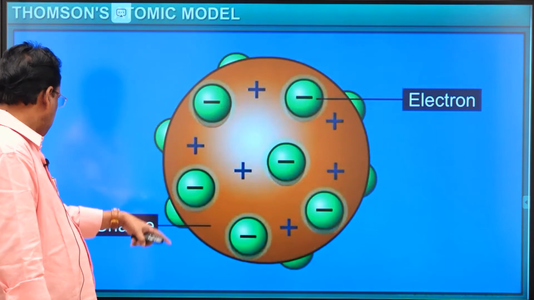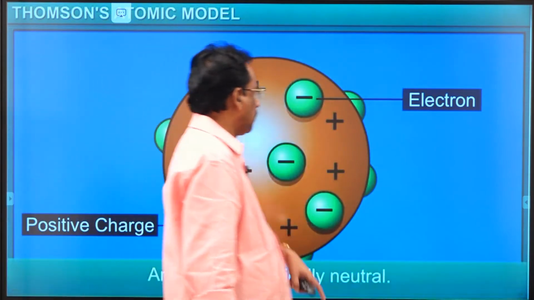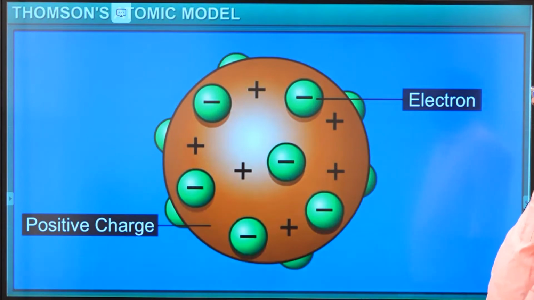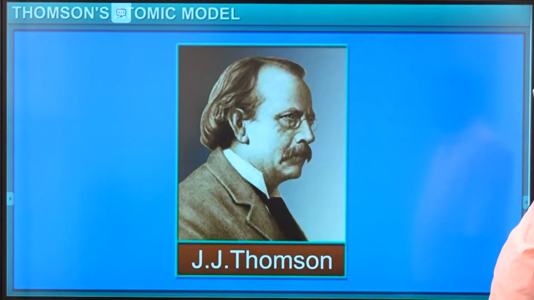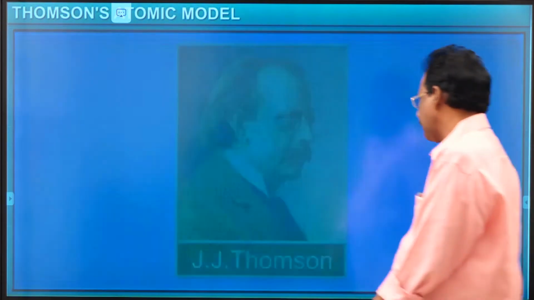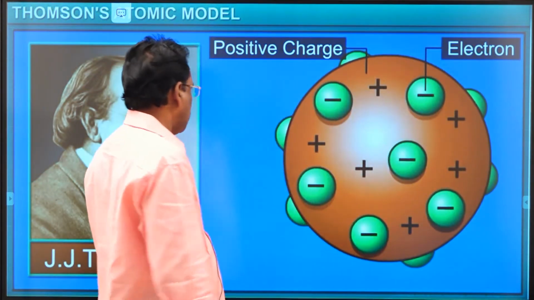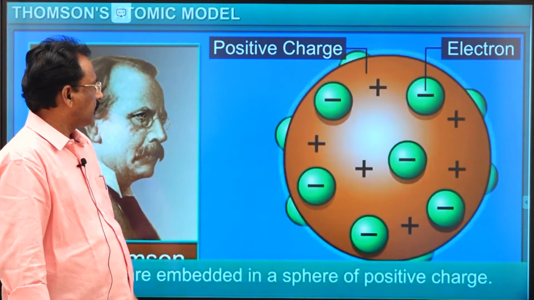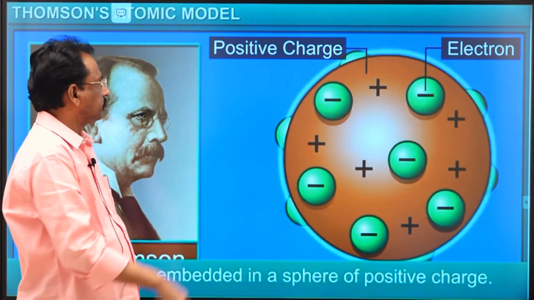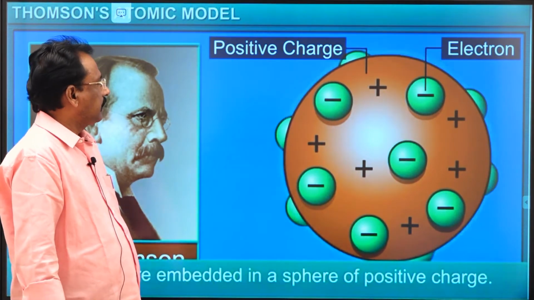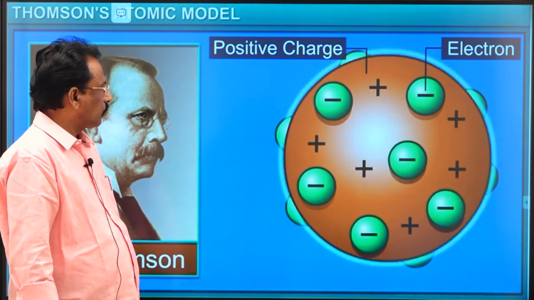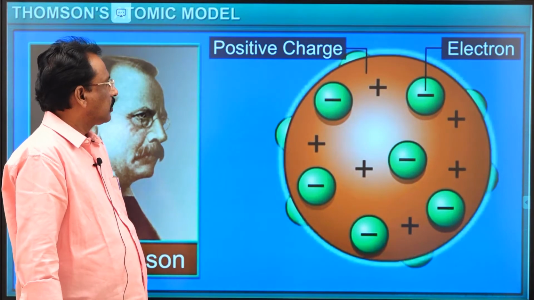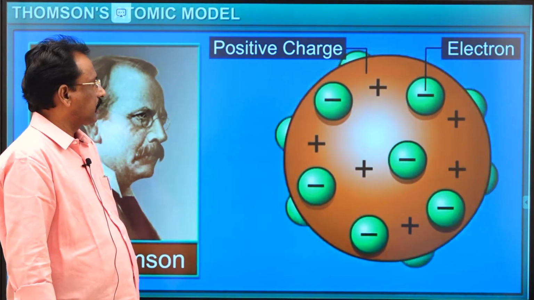So this is about Thomson's atomic model, and this model is also similar to the plum pudding model. Plum pudding model. So this is the representation of the atom, and here the atom's charge is positive and the electrons are embedded in this positively charged electricity.